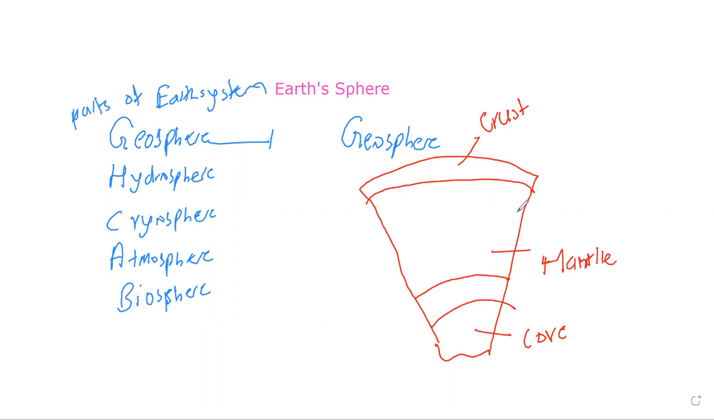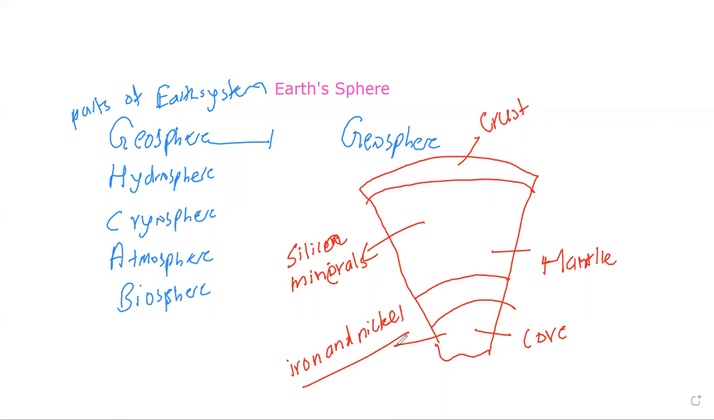Noor, will you say what do they consist of inside? What are they rich in? The mantle mostly has silicon or silica minerals. And how about the core? What do they have? Iron and nickel. This is what we have studied. And they told about the kilometers, but we don't need to remember all that. We are just okay with this.